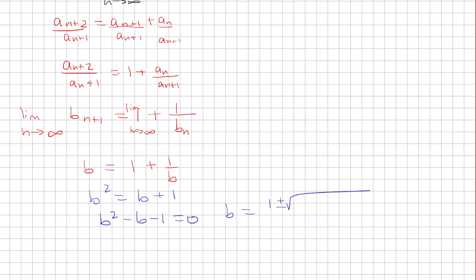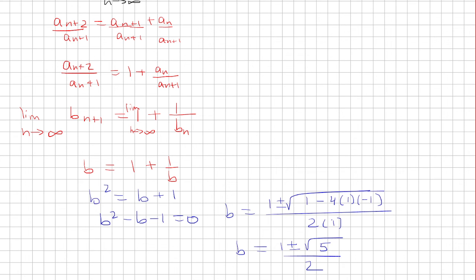Plus or minus the second term squared, that's also 1, minus 4 times the first term times the last term. That's going to be all over 2 times the first term. So we know that it's 1 plus or minus, let's see, negative 4 times 1 times negative 1 is positive 4. Plus 1 is 5. And then that's going to be all over 2.